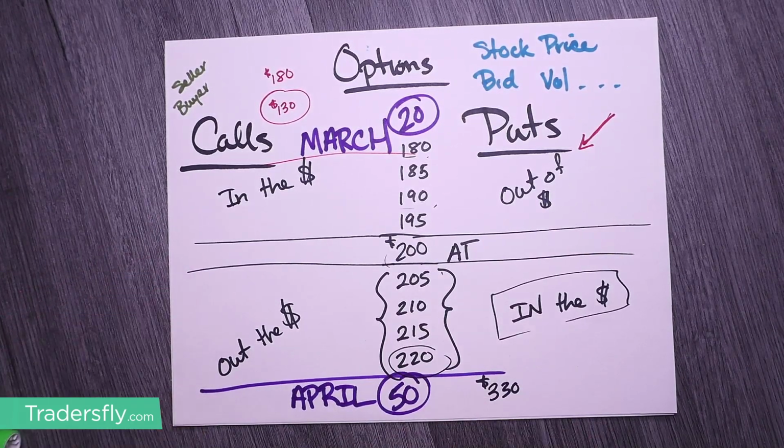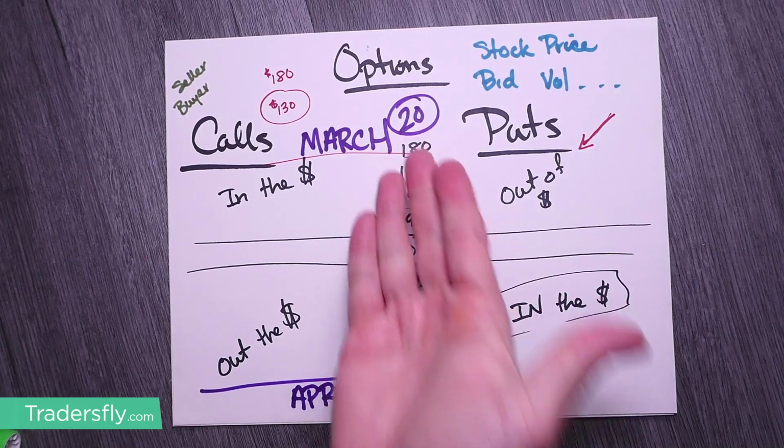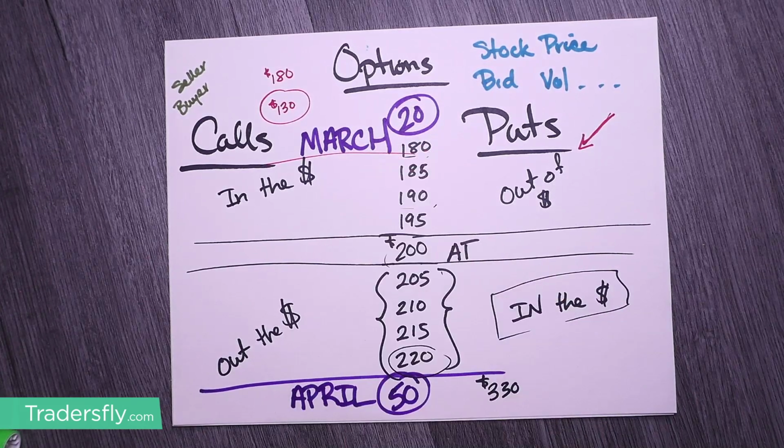This one might be, let's say, 50 days, and so on. So they have different days, and you could say, hey, I want to get a put or a call 20 days out, or I want it 50 days out, or 100 days out. So that's kind of how it works in the basic sense.